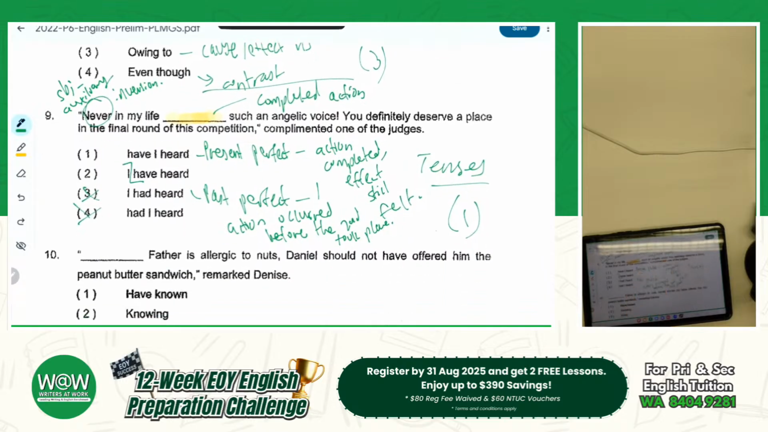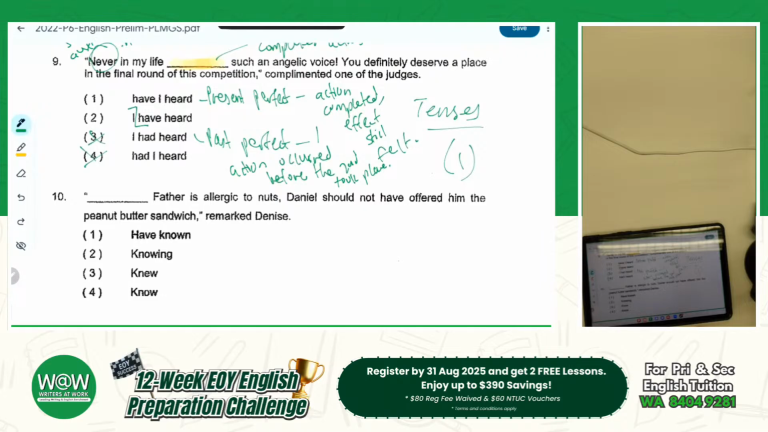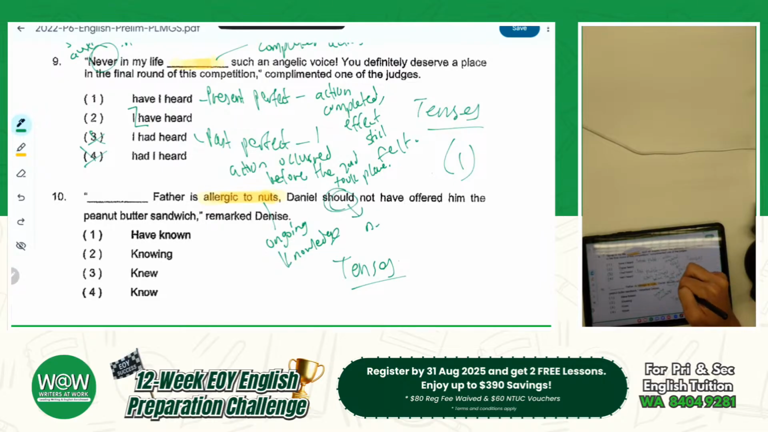Okay, now moving on, let's take a look at number 10. Dash's father is allergic to nuts. Daniel should not have offered him the peanut butter sandwich. So this question here is testing you on tenses. Now we look at a few things. Firstly, the fact, the knowledge here is ongoing. That's why they say Daniel should not, because the should here shows that there is a need to avoid something.